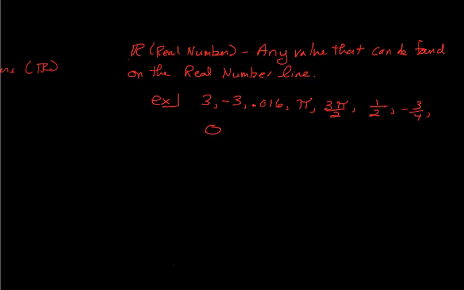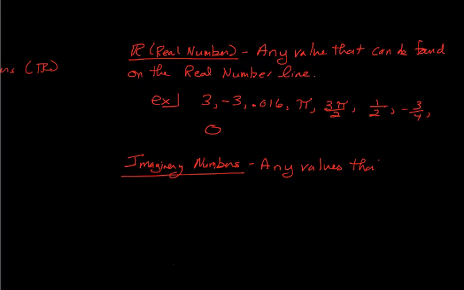Most of our classes of applied math are going to be categorizing using real numbers. We mostly use real numbers. Very rarely are we going to work with imaginary numbers. So imaginary numbers are a little bit different. If a real number is any value that we can find on the real number line, then imaginary numbers are any values that cannot be found on the real number line.